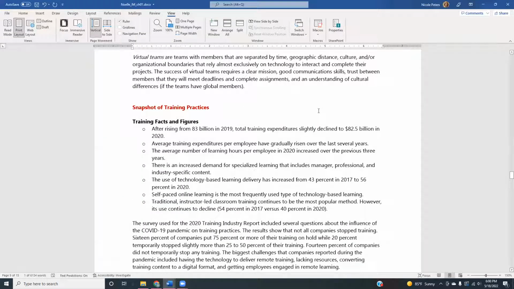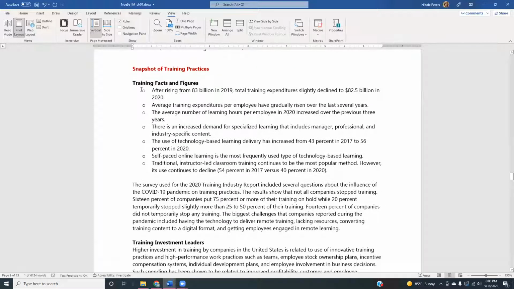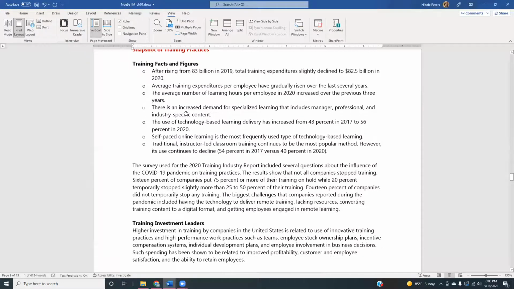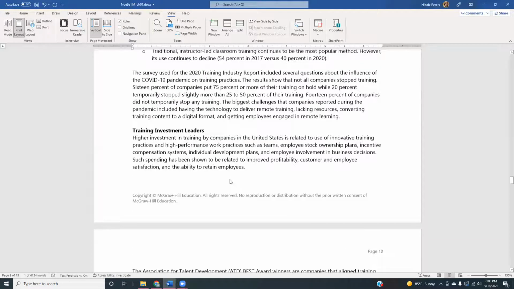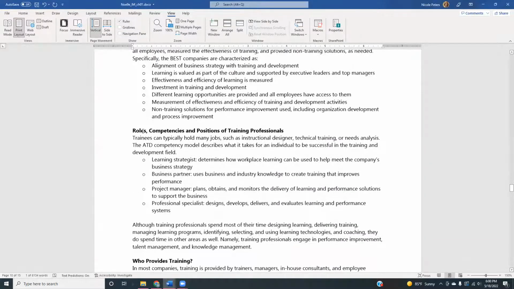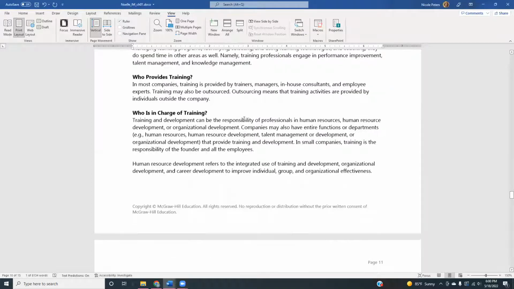In addition to learning about all of those key components, we'll also take a look at training facts and figures. And so it's really a snapshot of training practices. You'll learn a little bit about training facts and figures, training investment leaders, the roles and competencies and positions of a training professional. So what's a competency? Well, a competency is just a skill that a training professional has. So what their role is, what they're supposed to do, and the different positions of a training professional if you're interested in becoming a trainer.